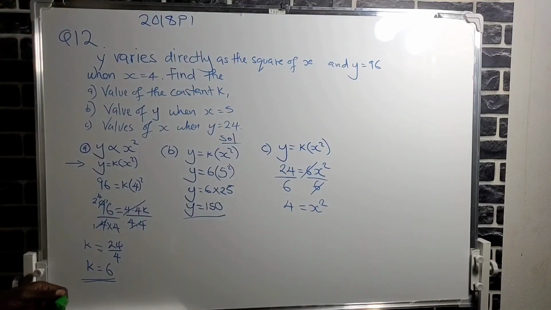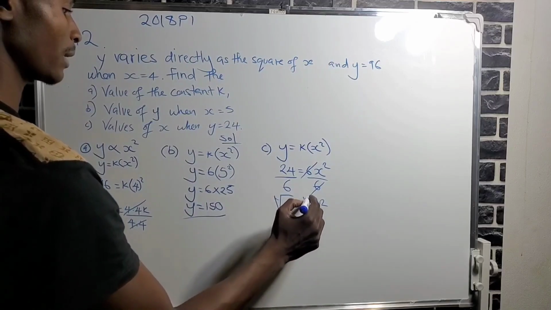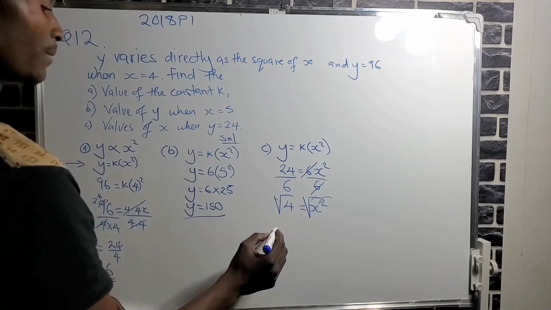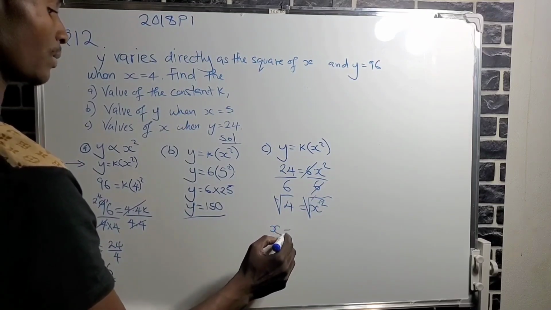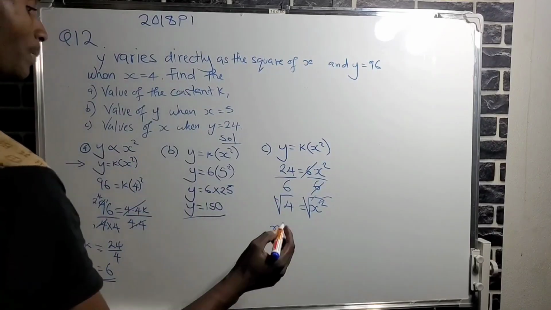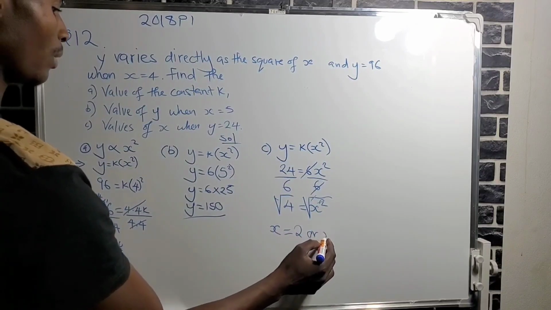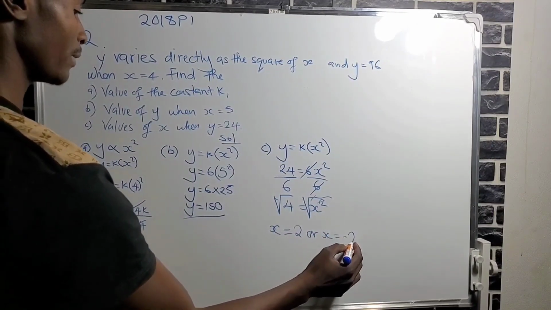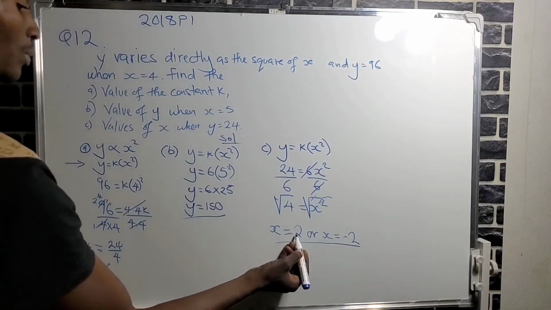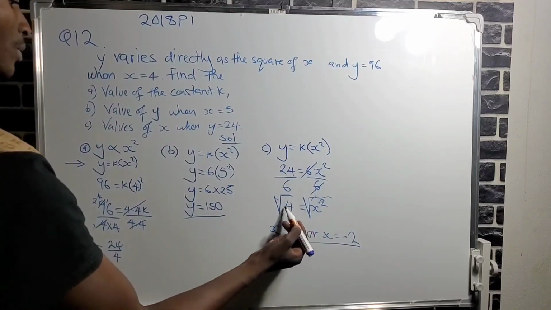Now I want to find the values of x. So we're going to square root both sides like this, so that we get rid of this power. So we're going to have x is equal to, when you square root a number, we have two options. So the square root of 4 can either be 2 or negative 2. Why? Because 2 times 2 is 4, negative 2 times negative 2 is still positive 4.